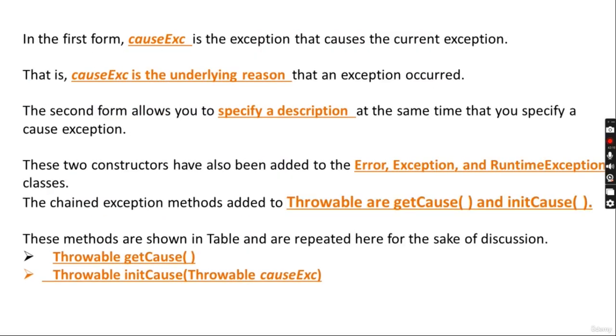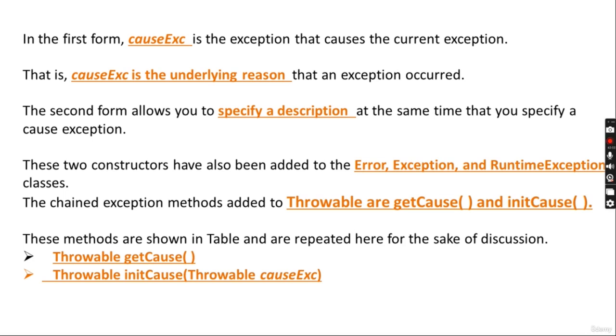and its cause exception is the underlying reason because of which this exception has occurred. The second form allows you to specify a description at the same time that you specify the cause exception. Why this has occurred, what is the reason, displaying the description of the exception. These two constructors have also been added to the Error and RuntimeException classes. The chain exception methods added to Throwable are getCause and initCause. These methods are shown in a table and are repeated here for the sake of discussion.